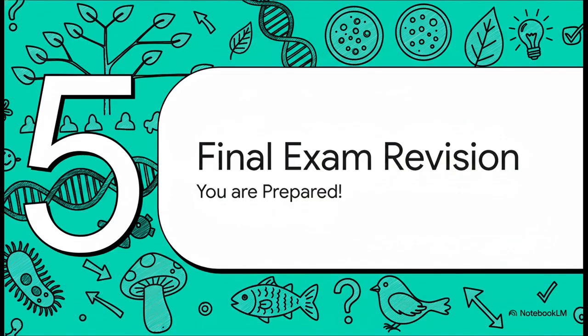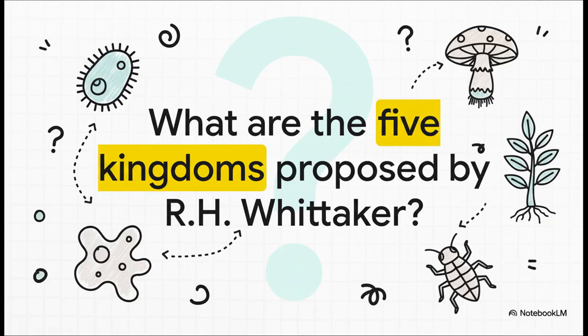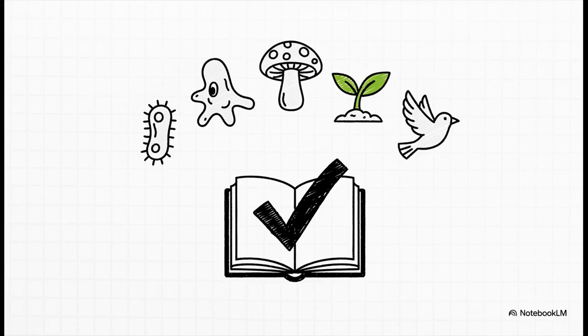Now for a super quick final revision to make sure you remember everything. Okay, last question for you. Quick, try and say it out loud before the answer appears on the next slide. What are the 5 kingdoms of Whittaker's classification system? Come on, you know this. Monera, Protista, Fungi, Plantae, and Animalia.